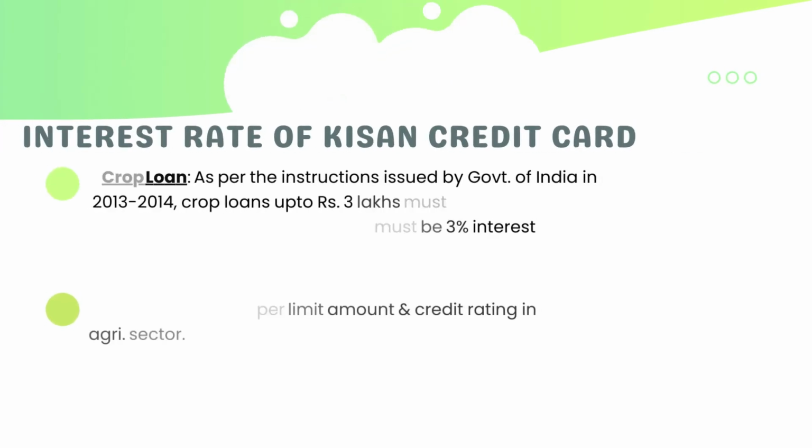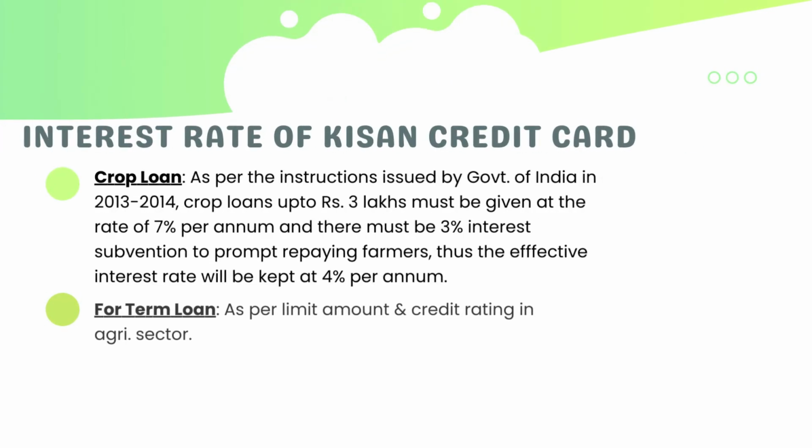Interest rate of Kisan Credit Card. Crop loan: as per the instructions issued by the Government of India in 2013 to 2014, crop loans up to 3 lakh rupees must be given at the rate of 7% per annum, and there must be 3% interest subvention to promptly repaying farmers, thus the effective interest rate will be kept at 4% per annum. For term loan, the rate is as per limit amount and credit rating in the agriculture sector.